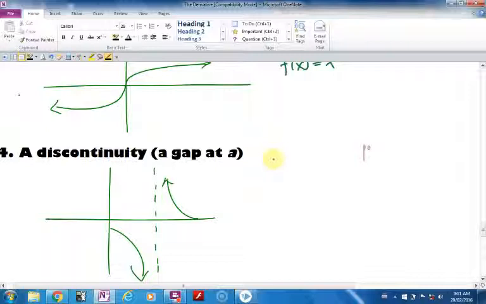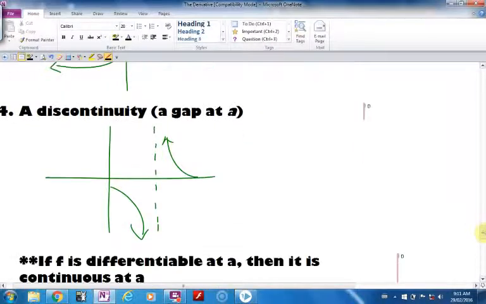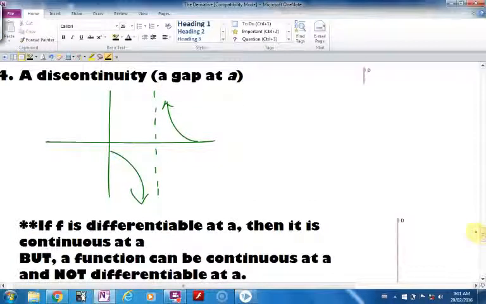But if this exists, we now have to look at what's going on with the slope everywhere. Whether the slope exists everywhere. Okay? So if f is differentiable at A, then it is continuous at A, but a function can be continuous at A and not be differentiable. Okay? So differentiability everywhere implies continuity, but continuity doesn't guarantee differentiability.